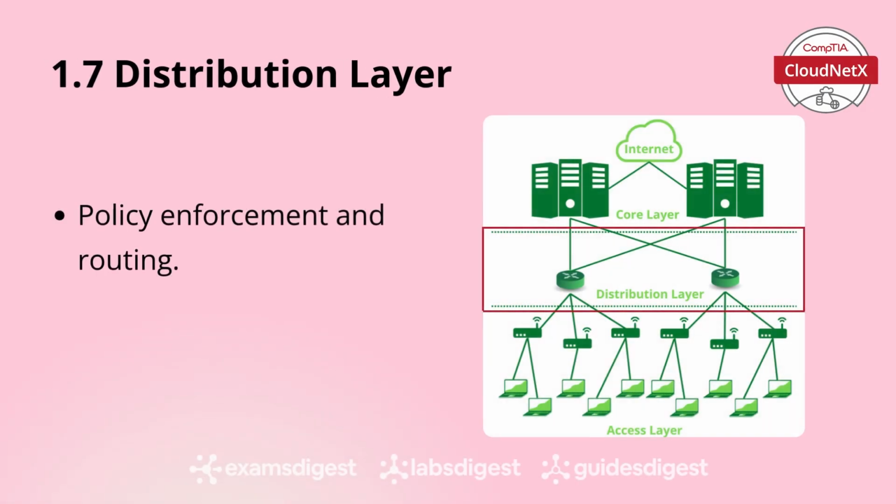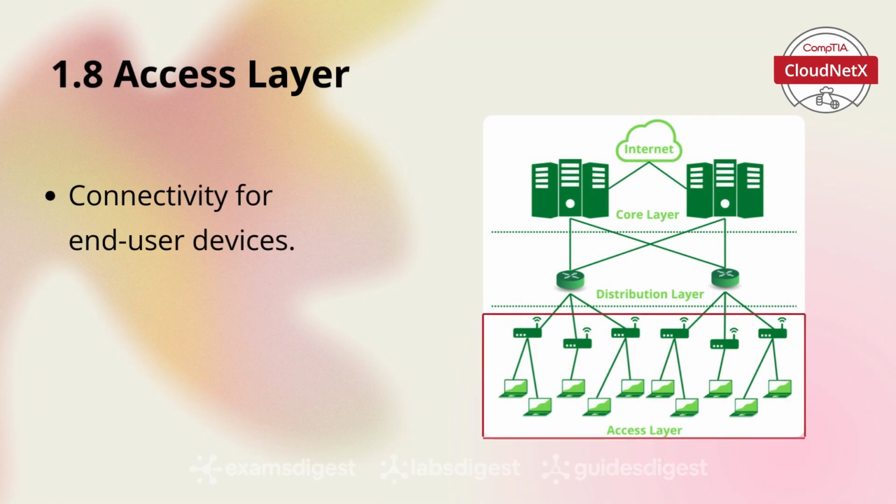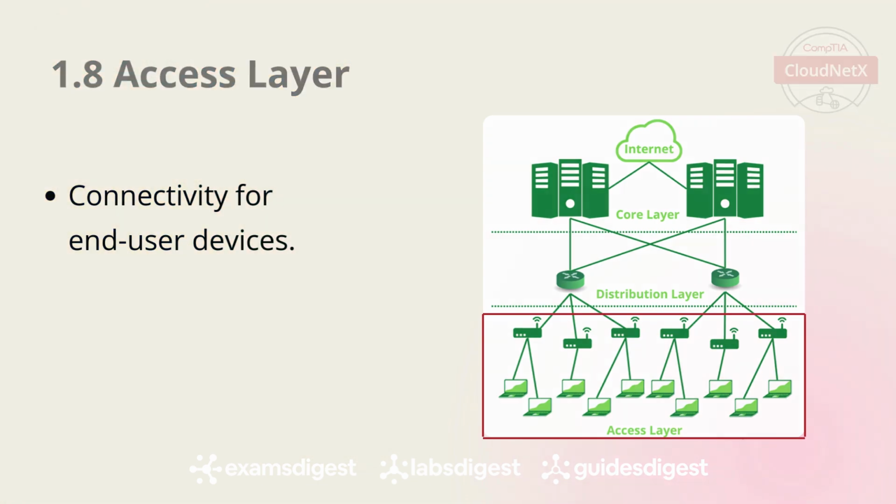The distribution layer acts as a bridge, connecting access layers to the core. This is where policies, routing, and access control are implemented. The access layer is where devices like computers, printers, and IP phones connect to the network. It's designed to handle local traffic and provide connectivity for end users.